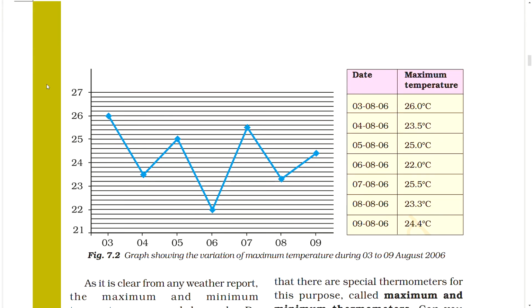Figure. Graph showing the variation of maximum temperature during 3rd to 9th August 2006. Date, maximum temperature. 3/8/06, 26 degrees Celsius; 4/8/06, 23.5 degrees Celsius; 5/8/06, 25 degrees Celsius; 6/8/06, 22 degrees Celsius; 7/8/06, 25.5 degrees Celsius; 8/8/06, 23.3 degrees Celsius; 9/8/06, 24.4 degrees Celsius.